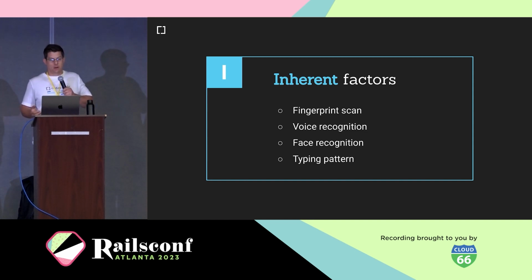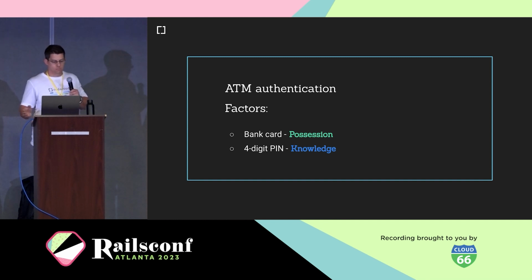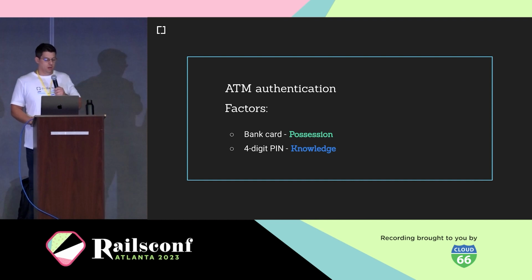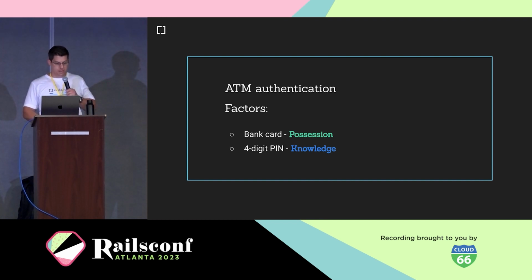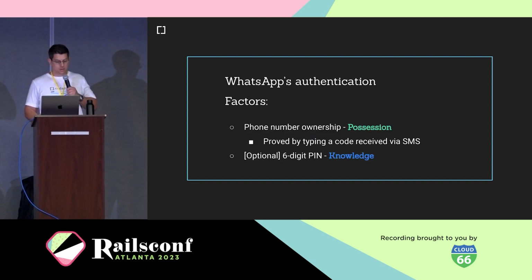Ideally, in an authentication system, we will have the 3 of them, but for some consumer applications, it might be too much. If we talk, for example, about daily examples of authentication systems that we see, we've got the ATM authentication. It has 2 factors. We've got the banking card as a possession factor and a 4-digit PIN as a second factor. We could think about WhatsApp's authentication, and we will see that it has the possession of the mobile number, which is the first factor, a possession factor. And we could optionally also use a second factor using a knowledge factor of a 6-digit PIN.